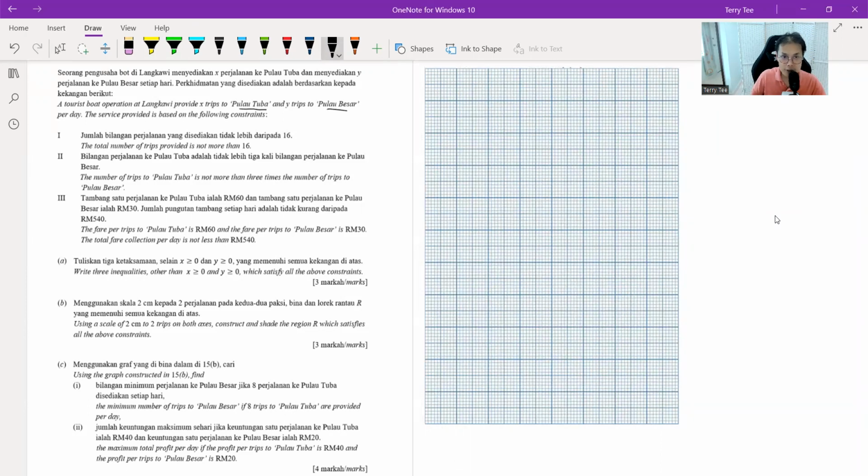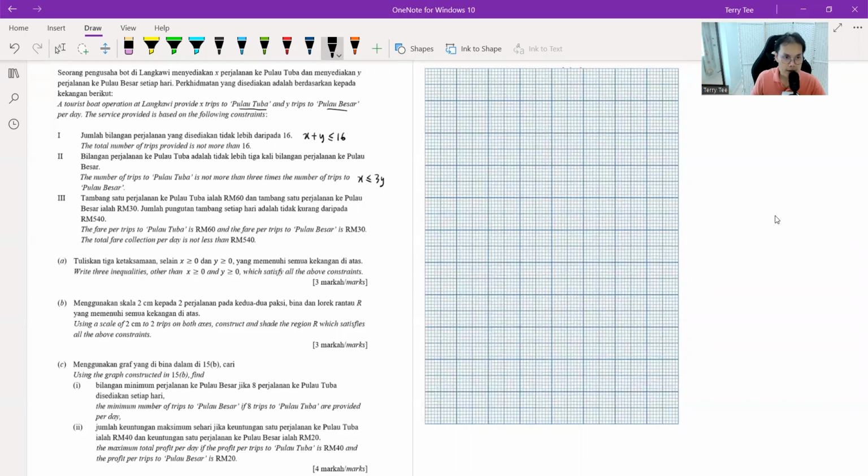So I'm supposed to write 3 inequalities. So I'm going to write here. First one, X plus Y, not more than 16 means it can be 16. So we say X plus Y less than or equal to 16. All right, second one. The number of trips for Pulau Tuba, X, is not more than 3 times Pulau Besar. Not more than, we write less than or equal. So X is less than or equal to 3y.